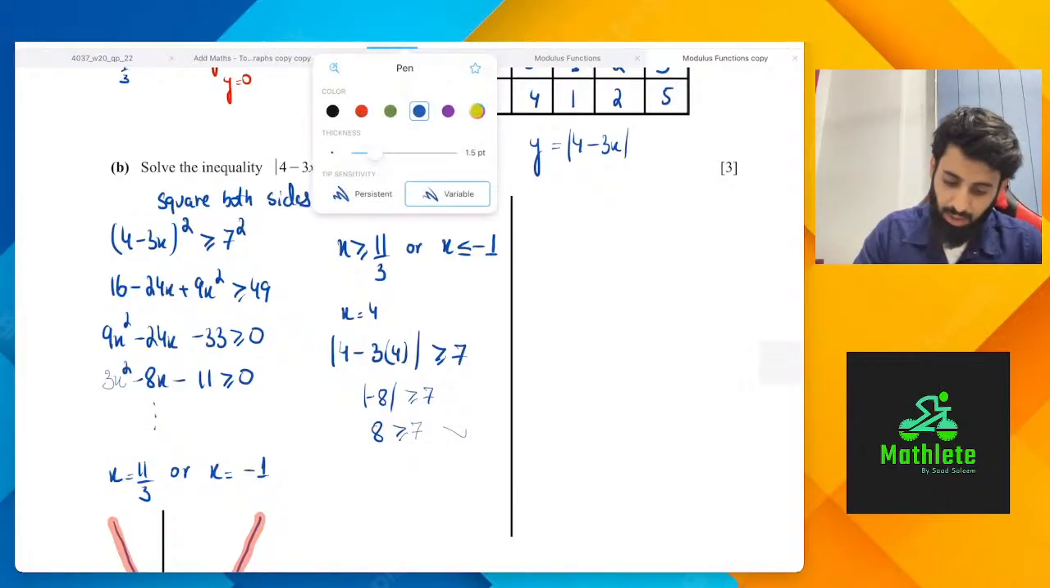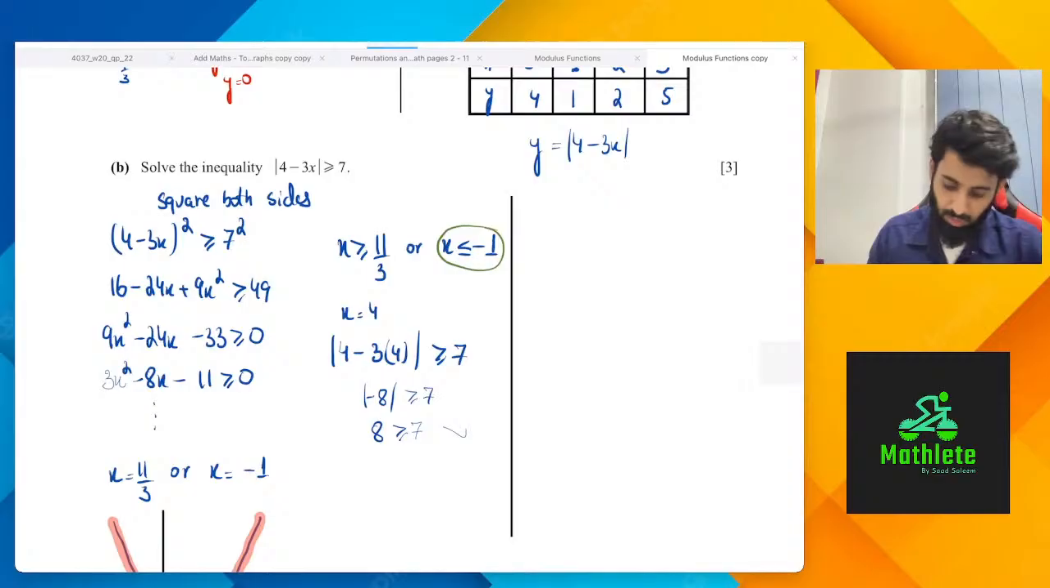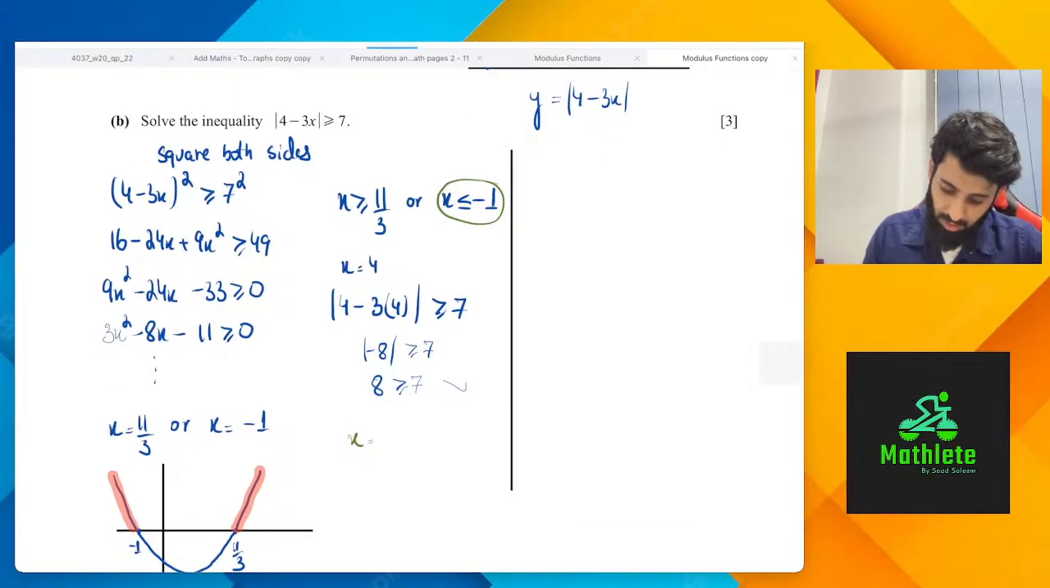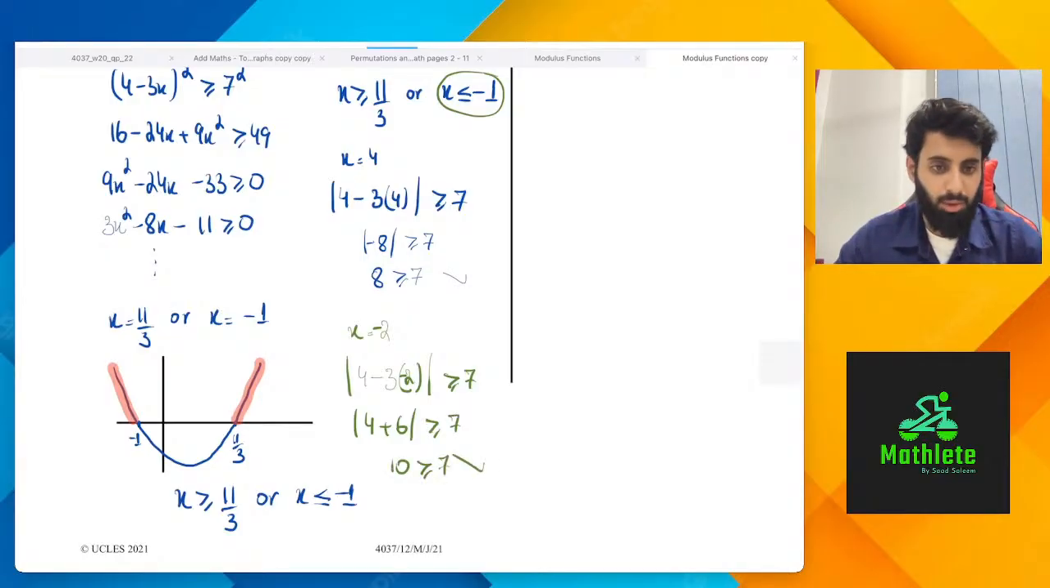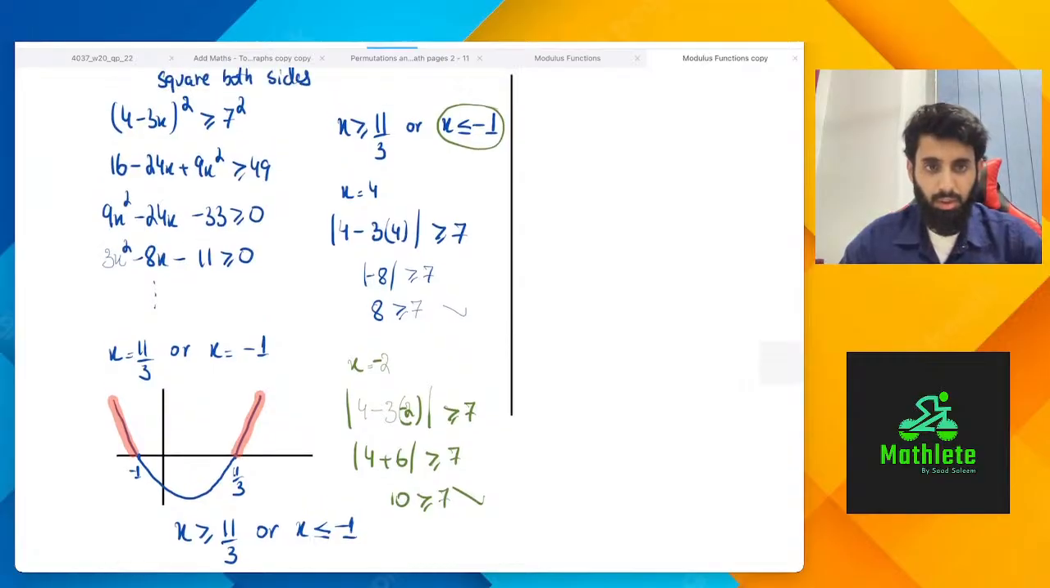Now let's plug in a value that is less than minus 1. Let's plug in 2. So x equals 2. So |4 - 3 times 2| is greater than or equal to 7. Let's plug in minus 2 actually. X is lesser than or equal to, so that's minus 2. So |4 + 6| is greater than or equal to 7. So 10, yes, 10 is definitely greater than or equal to 7. That means both our answers are absolutely correct.